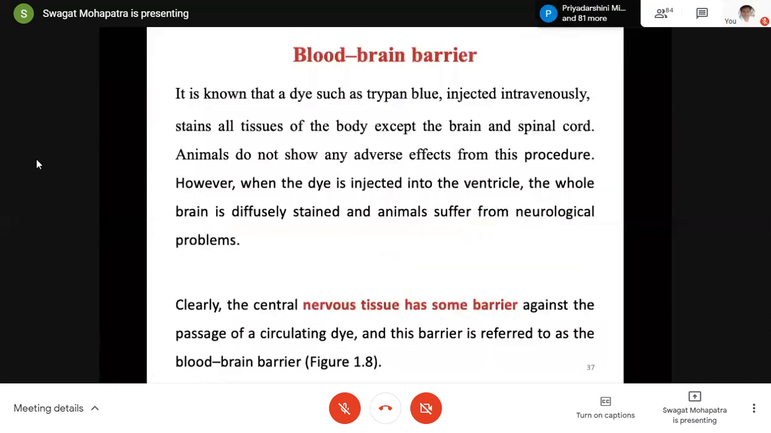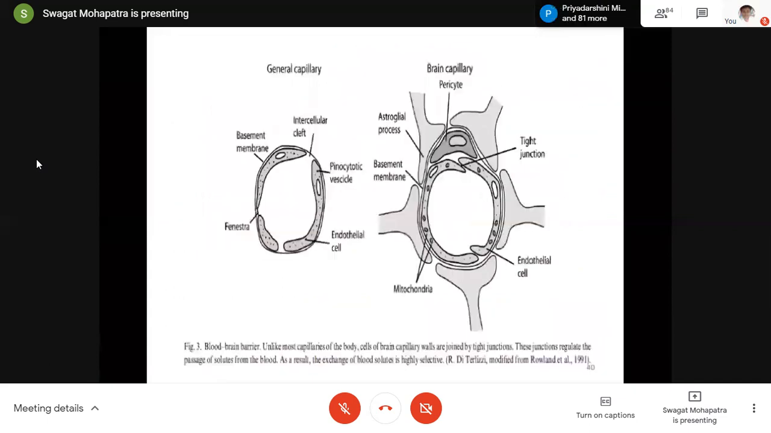Then coming to blood-brain barrier. In the left panel, you can see a general capillary of the body. In the right panel, you can see the capillaries of the brain.